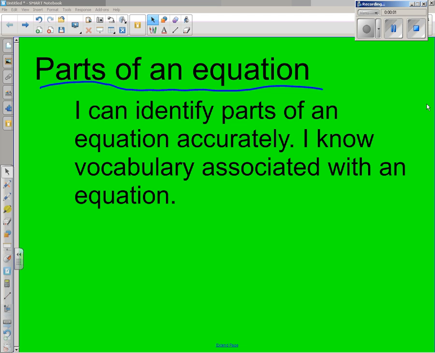Our topic today is parts of an equation, and your objective for today is I can identify parts of an equation accurately, and I know vocabulary associated with an equation. Now, you already had some of this vocabulary in your little Quizlet activity that you did the other day, but we're just going to reinforce it. We're going to rewrite our definitions because that helps us reinforce those brain pathways for memorizing terms.